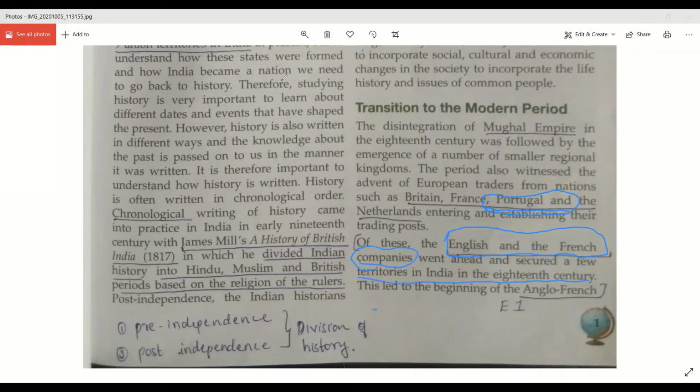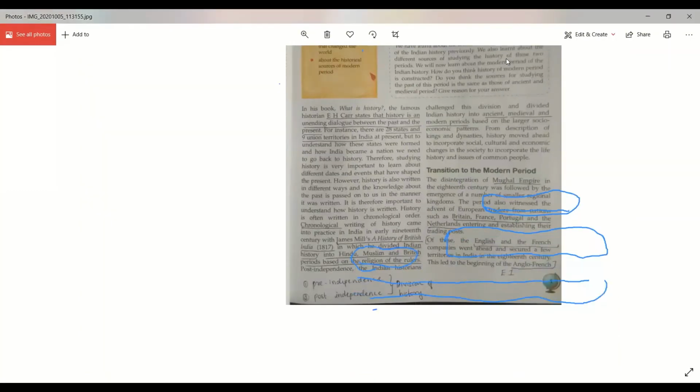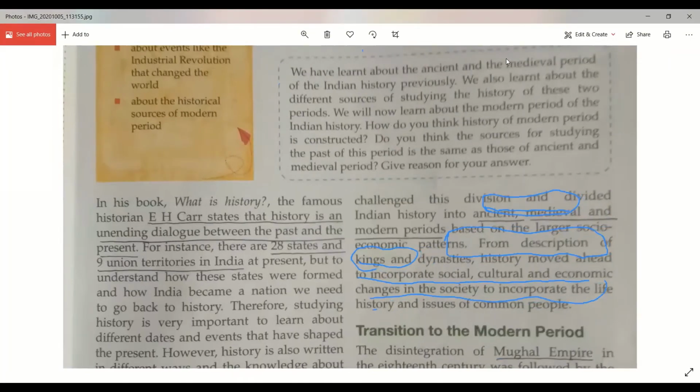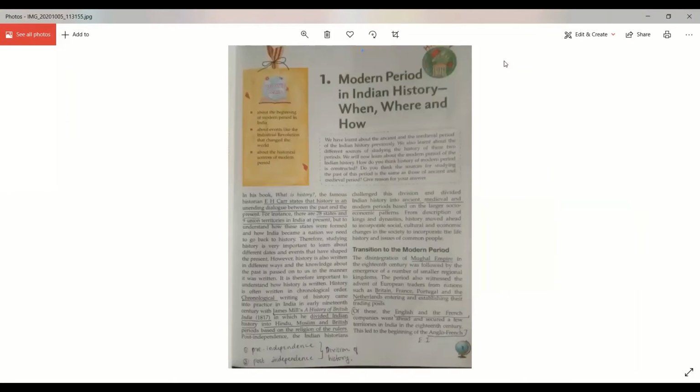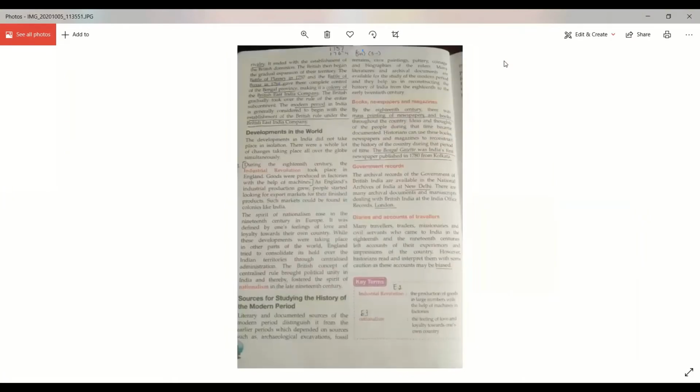Once the French and the English, the Britishers, started occupying territories in India, it led to a rivalry between them. There was a conflict, and they wanted to see who was going to have more of the country and who was going to prosper. This led to the beginning of the Anglo-French rivalry. What led to it? The trade in India. When they realized that India is a wealthy country, both of them had their companies in India and started occupying lands. And when they started occupying more and more lands, it led to the Anglo-French rivalry.